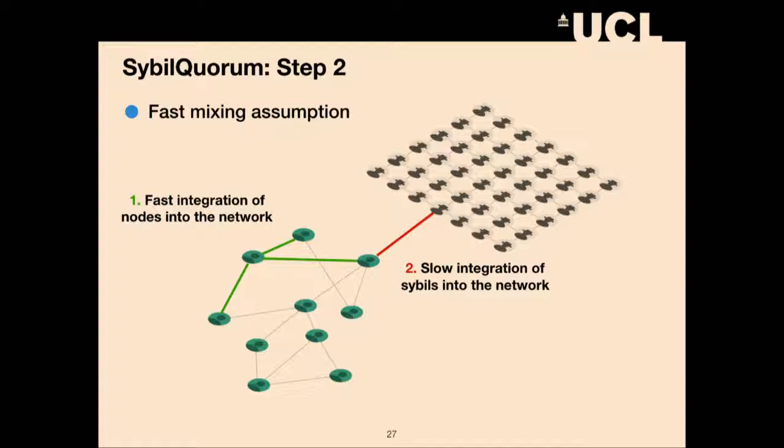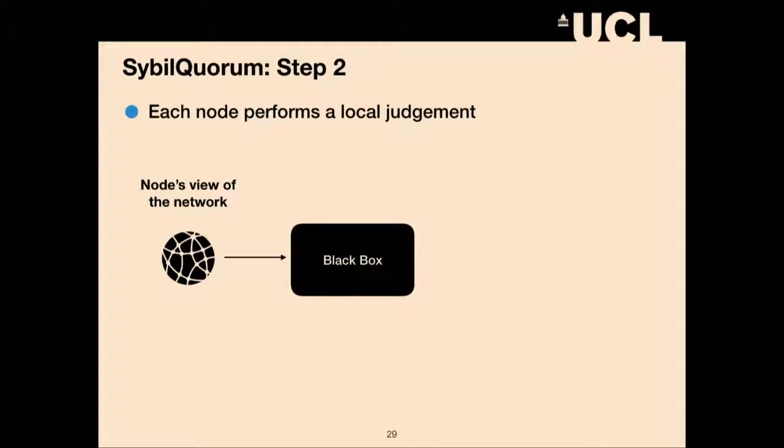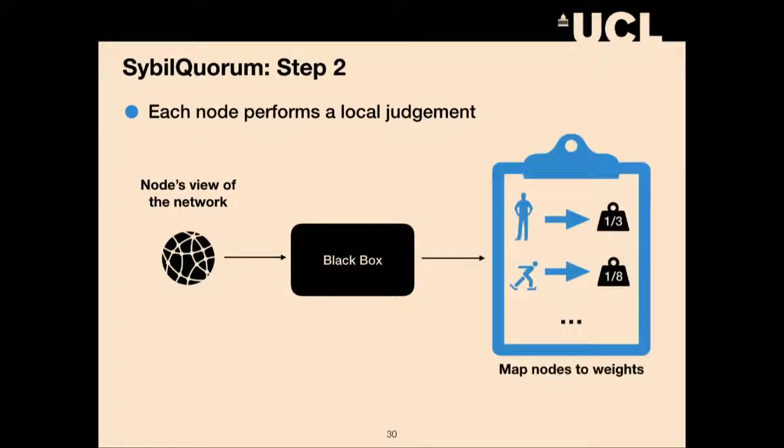And so step 2 would work as follows. So first, each node performs a local judgment. Each node takes its own view of the network and inputs this into a black box algorithm. So this black box algorithm is the social network analysis. I'll come to that in a moment. And the output of that would be a map between all the other nodes that the node running the algorithm put in, with a value which represents a probability of the node being a sybil or a node being honest. So let's say that the higher that value is, the more probability you have to be an honest node.